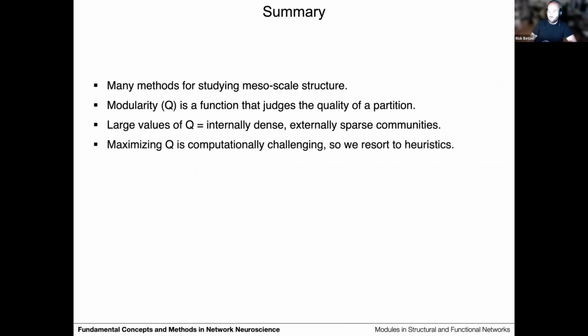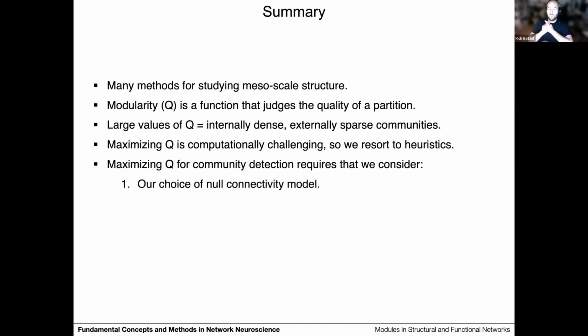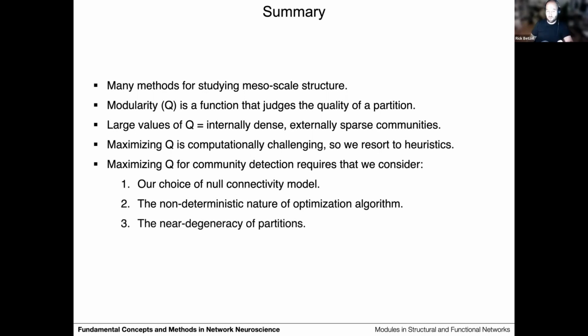Maximizing Q is a computationally challenging problem, so we resort to heuristics like the Louvain algorithm. Anytime we try to optimize Q, it forces us to make certain decisions, including the choice of null connectivity model, dealing with the non-deterministic nature of our optimization algorithm, so the variability across repeated runs, the near degeneracy of partitions in our landscape of solutions, and the scale at which the modules get detected. All of these are issues associated with what is called single layer modularity maximization.